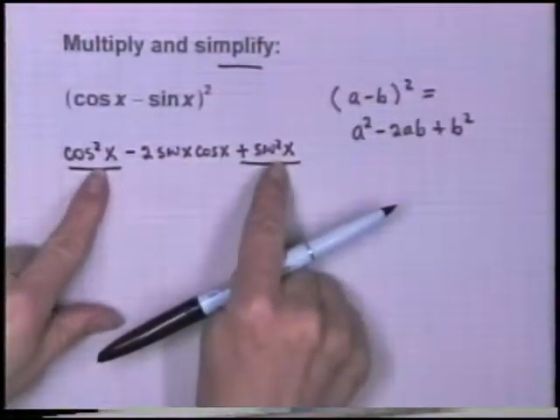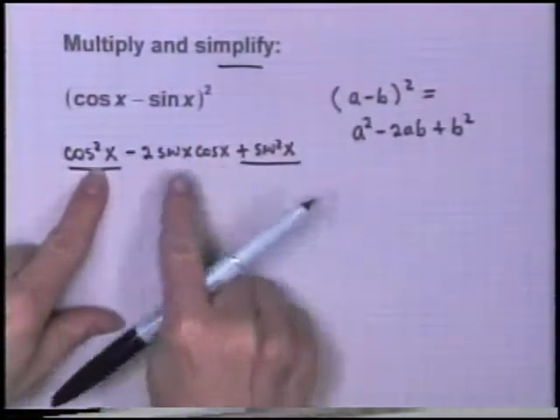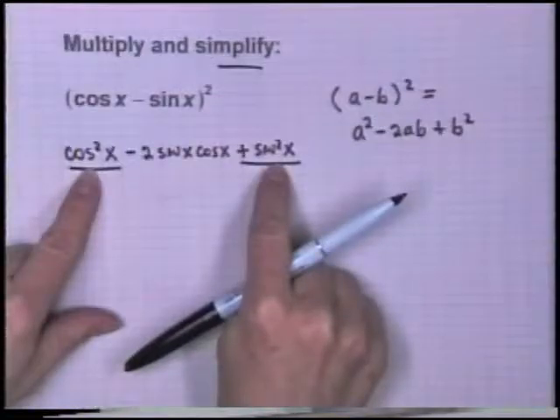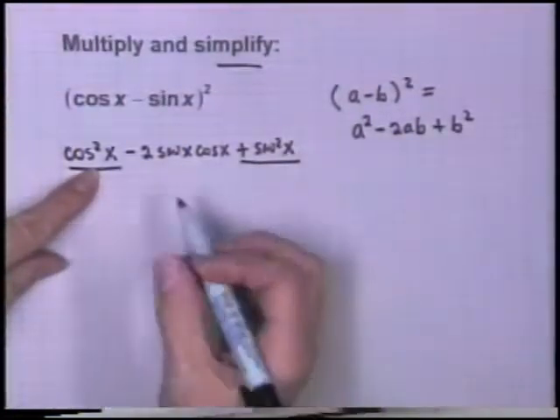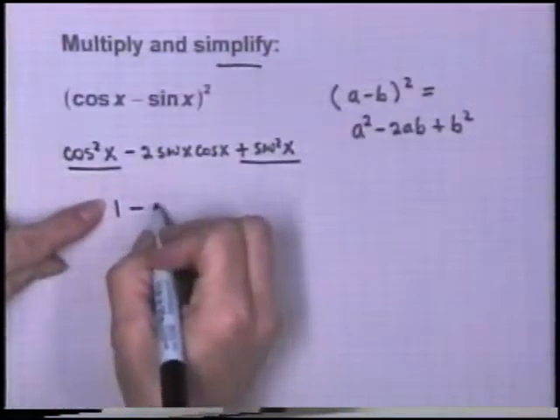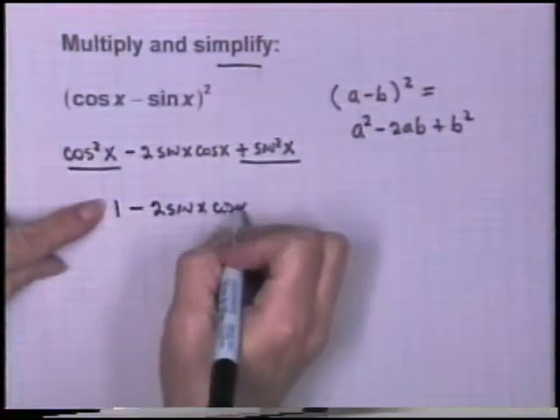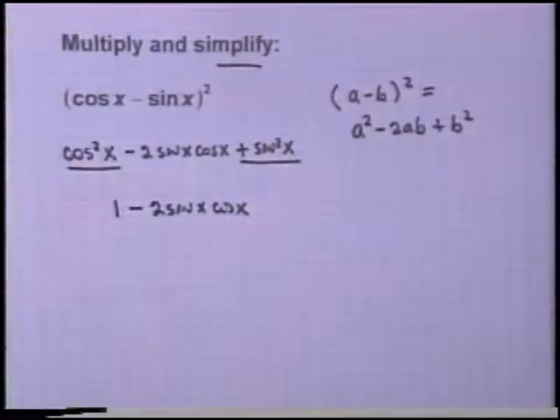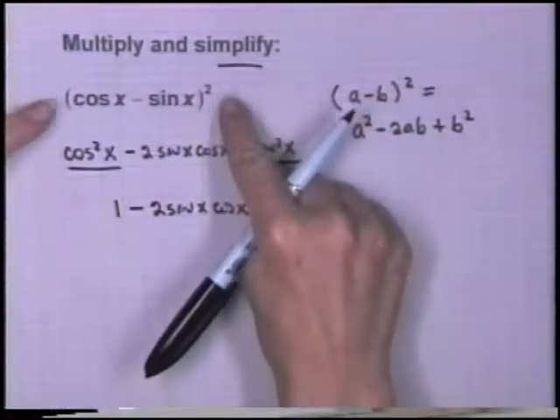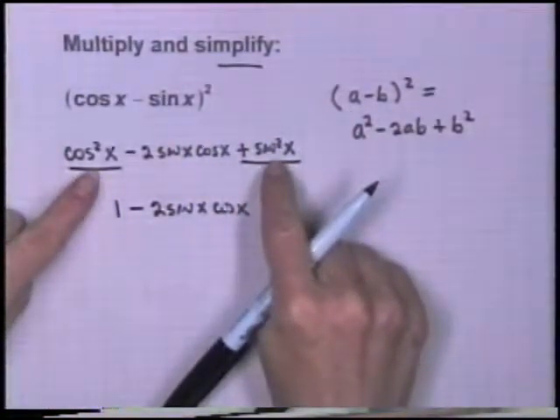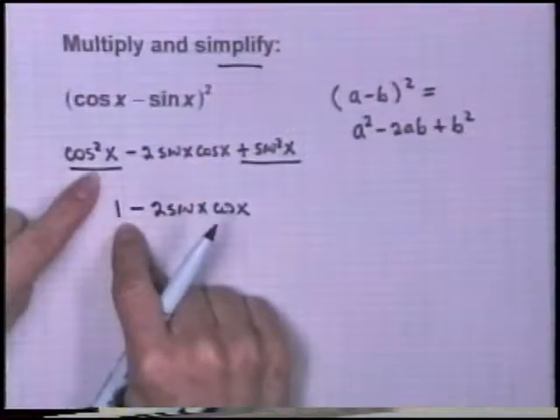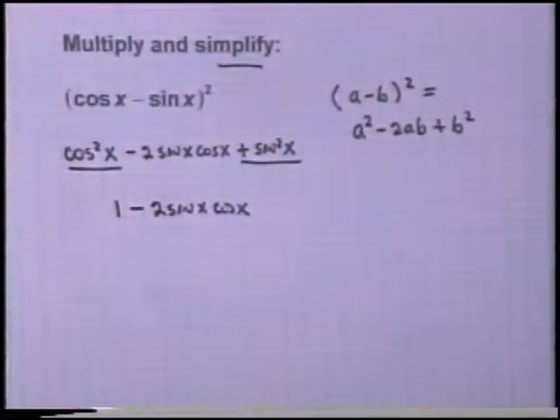Well, of course, because of the commutative property, we could rewrite this, but instead of rewriting it, we're just going to look at this and say, hey, I know cosine squared x plus sine squared x is 1, isn't it? So I'm going to replace that with 1, and I'll bring down the minus 2 sine x cosine x. And that would be our simplified form of this answer. So again, we're doing some algebra, but then we're recognizing our fundamental identity here in order to simplify.